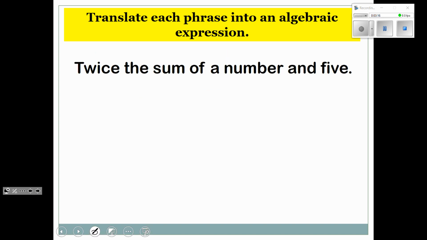Twice the sum of a number and 5. Twice is a word that we learned indicates to multiply times 2. So now we're multiplying something times 2. The phrase the sum of tells us that we have an addition in parentheses, which changes the order of operations. The sum of a number and 5. So this says 2 times the sum of, or twice the sum of a number and 5.